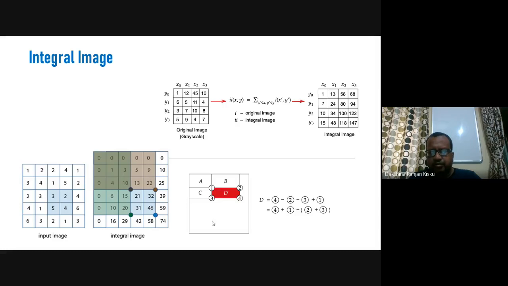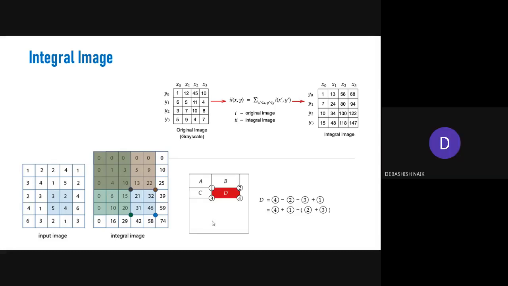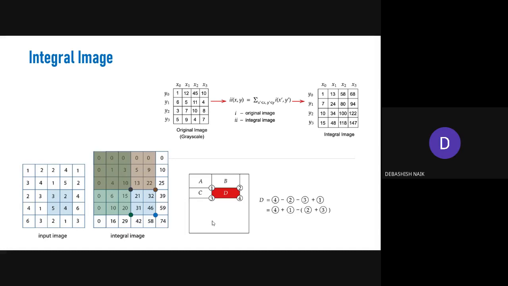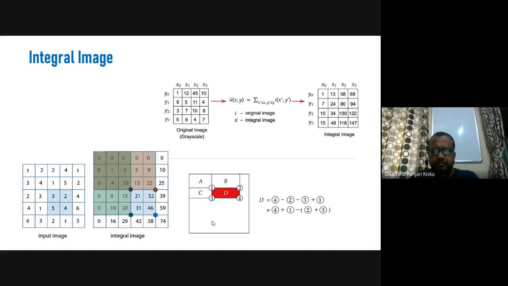So here D equals 4 minus 2 minus 3 plus 1. That means the sum of the diagonal pixels will be determined first, then we get another sum of diagonal pixels, and that is to be subtracted from the first sum of the diagonal pixels. Okay, sir, got it. You just remember the thumb rule. That's all. That will be fine for you. At least, if you remember the thumb rule, then it will be easy for you to get the integral image.